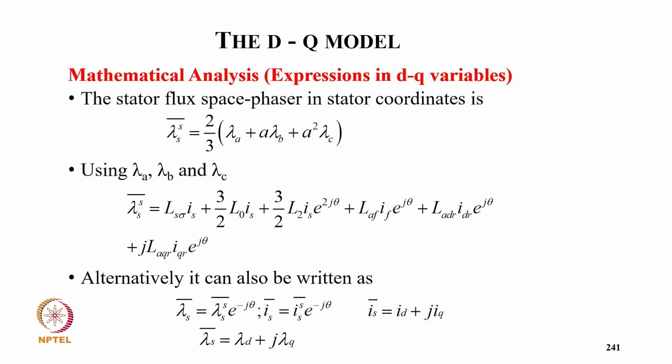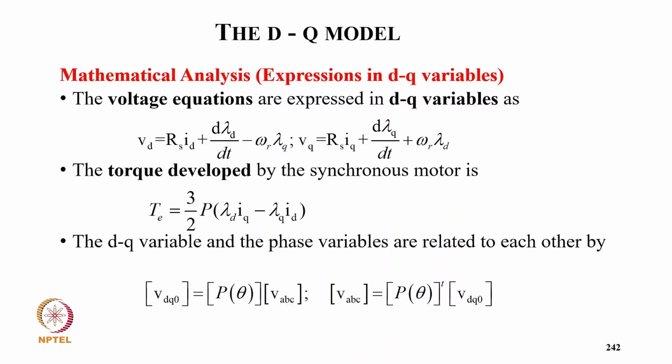And the stator flux vector in stationary coordinates is lambda S equals 2/3 in bracket lambda A plus a lambda B plus a squared lambda C. Using lambda A, lambda B, lambda C, lambda S equals L sigma IS plus 3/2 L0 IS plus 3/2 L2 IS e^(2jθ) plus LF IF e^(jθ) plus LADR IDR e^(jθ) plus j LADR IQR e^(jθ). Alternately it can be written as lambda equals lambda S e^(minus jθ), and IS equals IS e^(minus jθ), where I equals ID plus j IQ and lambda equals lambda D plus j lambda Q.